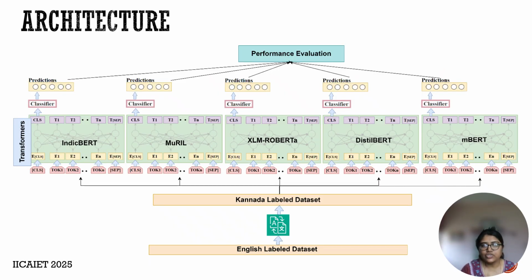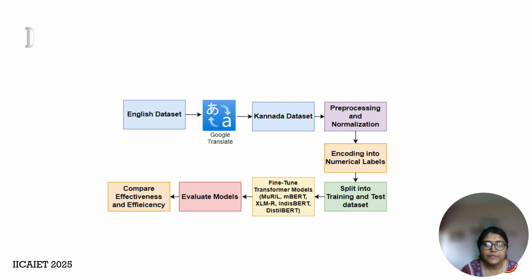So this is my architecture. In this, we can see first we have an English labeled dataset which is Google translated into a Kannada labeled dataset, and this Kannada labeled dataset is used to train the IndicBERT, MuRIL, XLM-R, DistilBERT, and mBERT models. After the training, the classifier head that is connected to the class token is used to predict the sentiments, and these predictions will be used for the performance comparison of these models.